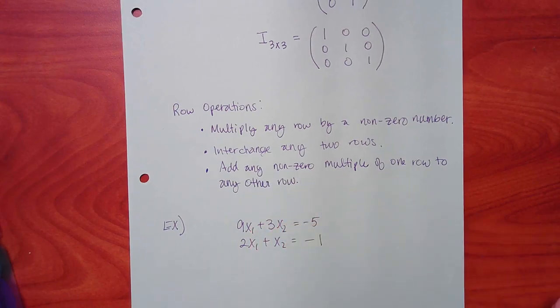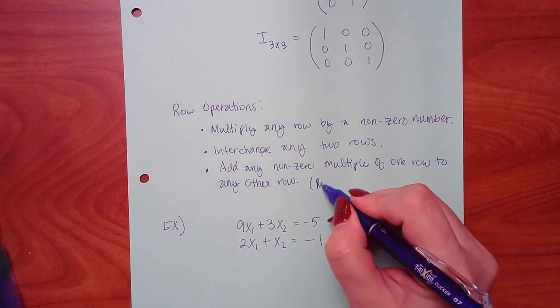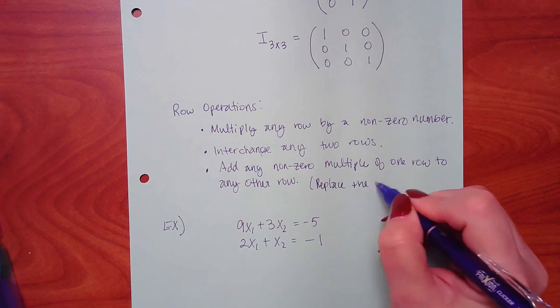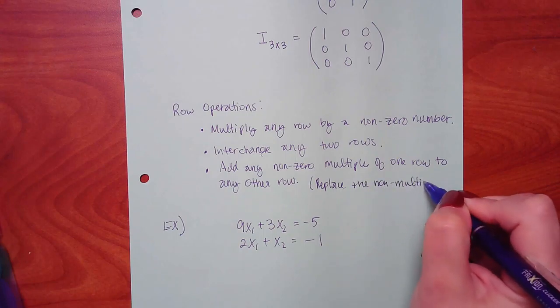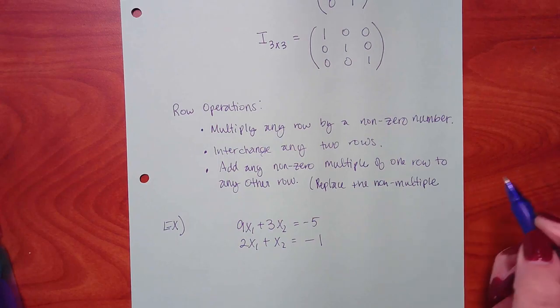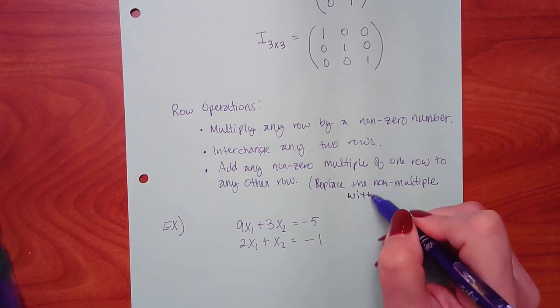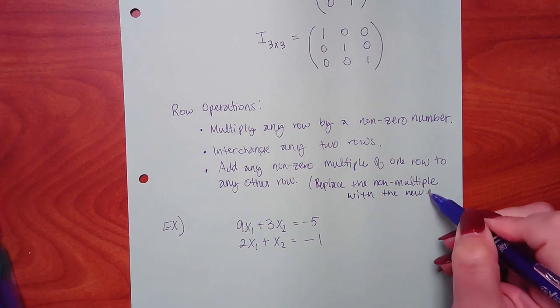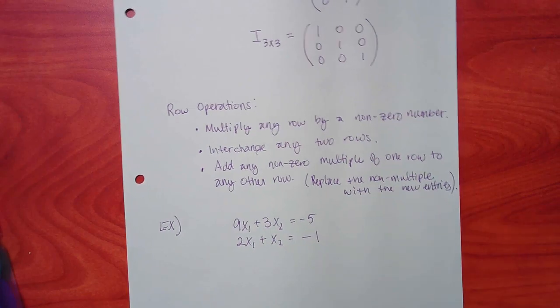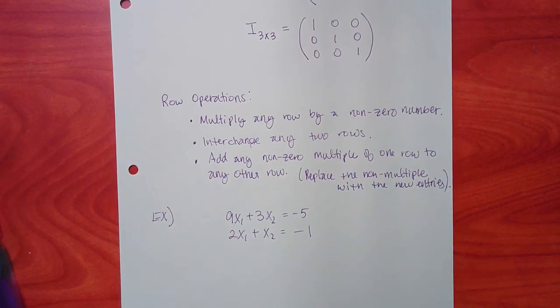Now, there is a second part to this, which they don't usually tell you in the book. But it's a thing, okay? You replace the non-multiple, so the guy you didn't multiply by anything, with the new entries. So if you multiply one row by 2 and then add it to the second row, then it's the second row that's going to get replaced with all of these new numbers. It's the one that did not get multiplied by anything that will get replaced.